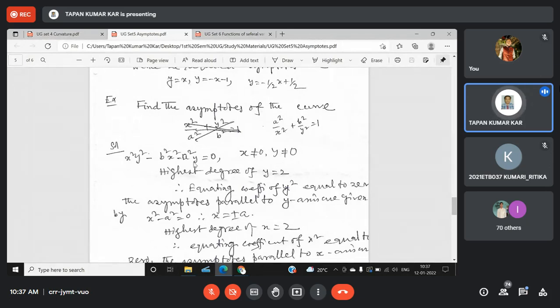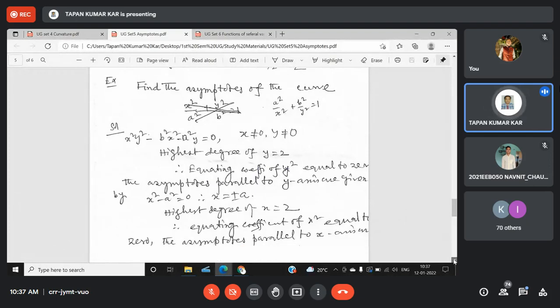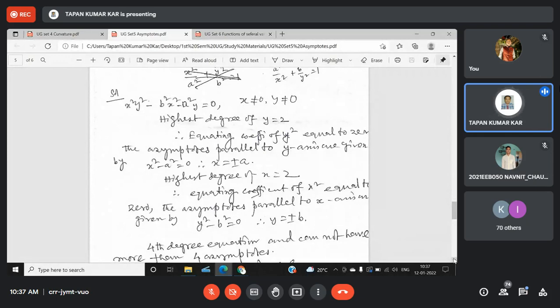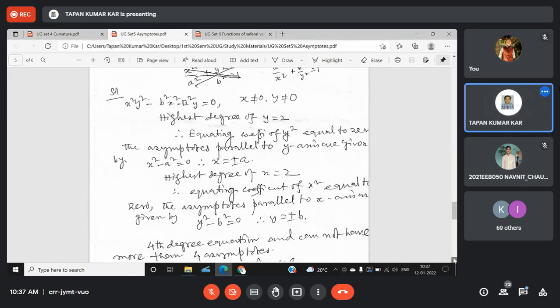So how many asymptotes are found? 4. 4 asymptotes, and it is a 4th degree equation. The maximum number of asymptotes is what? 4. So all asymptotes are obtained in this way. This is very simple. You don't have to do anything more, because all asymptotes are either parallel to the x-axis or parallel to the y-axis. Two are parallel to the x-axis, two parallel to the y-axis, all are obtained, so it is finished. Asymptotes are found. This is one method.